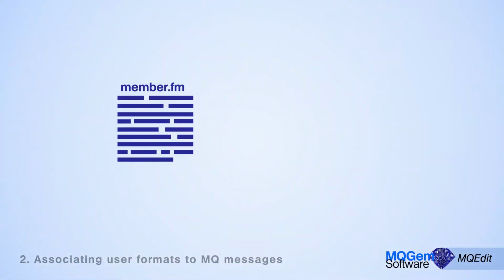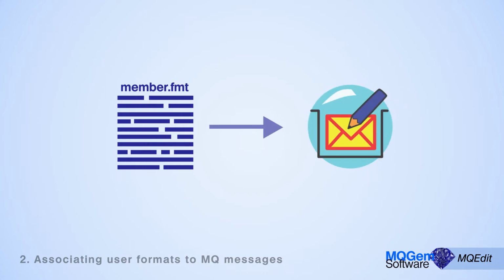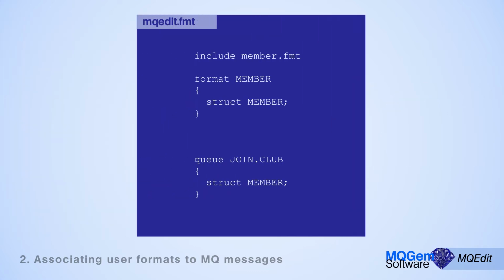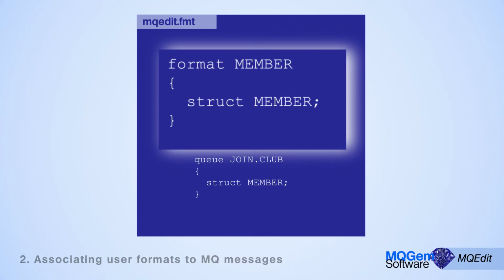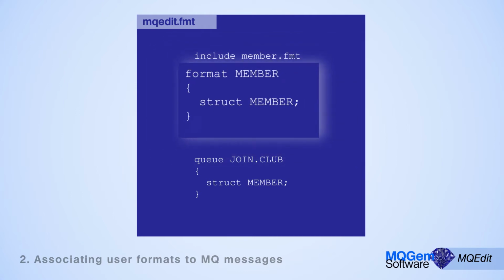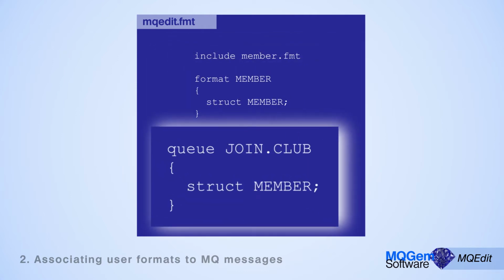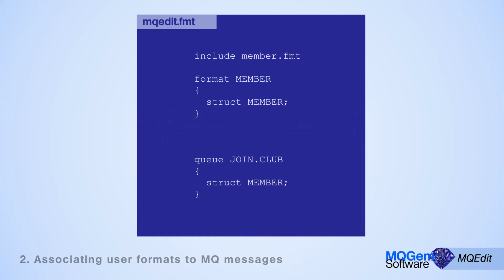Once you have created the struct describing the shape of your MQ message, you must tell MQEdit when to use it. That is, which messages should be formatted using this user format. You do this by either tying the struct definition to a format, the message descriptor format field, or by tying the struct definition to a queue, if all messages on a queue have the same shape.